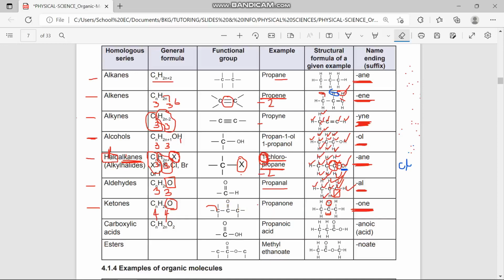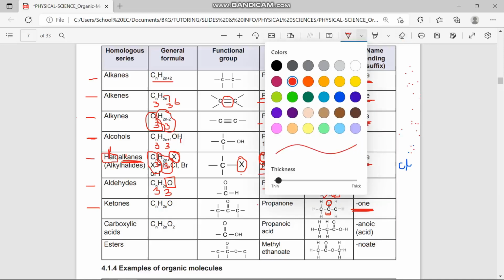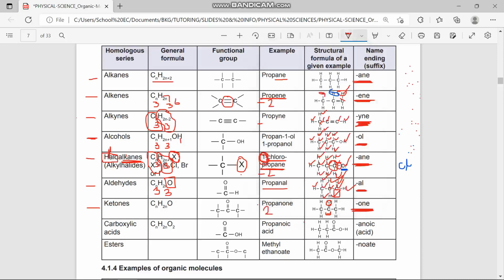Okay, so let's check ethanone right now. For ethanone, let's substitute 2 there and 2 here. So ethanone is going to have 2 carbon atoms and 4 hydrogen atoms. That's ethanone. So let's go and put the rubber there and erase again.